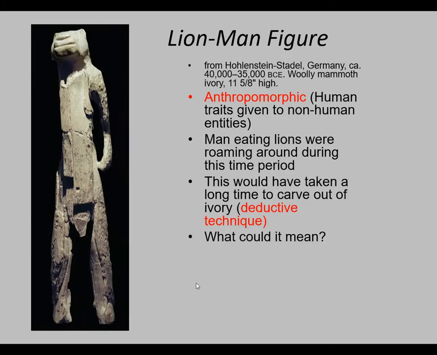The lion man figure is also carved from a woolly mammoth bone. And I think your book says it took like 400 hours to carve this, most likely. And we're going to use this word going forward. We'll see this in other cultures as well. Anthropomorphic, meaning it has human traits, and it is given to a non-human entity. So a lion with a human body, or it can be reversed too, as a human with a lion head. We do know that there were man-eating lions roaming around during this time.